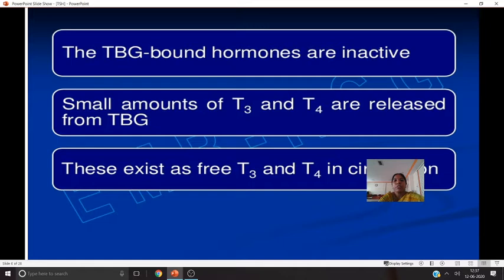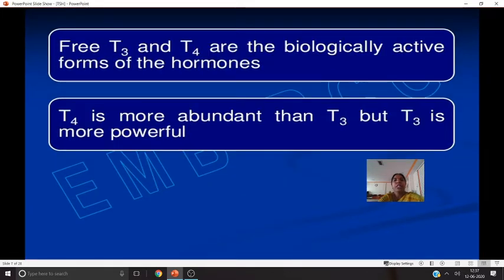Small amounts of T3 and T4 are released from TBG. These exist as free T3 and T4 in circulation. Free T3 and T4 are the biologically active forms of the hormones. So finally, after all this absorption and these reactions, the free T3 and T4 are the biologically active forms. In the blood, T4 is more abundant than T3, but T3 is more powerful.